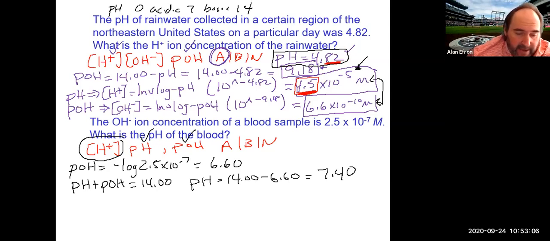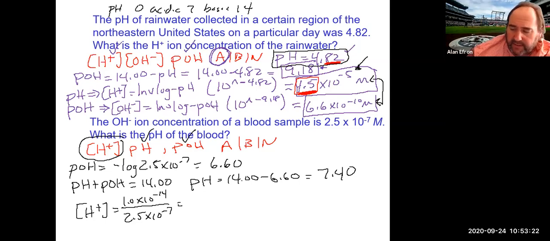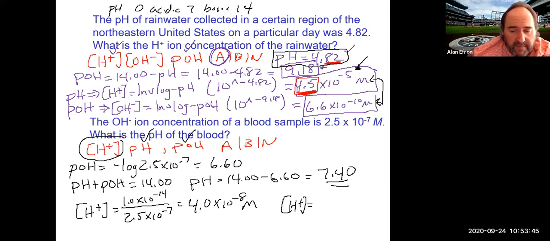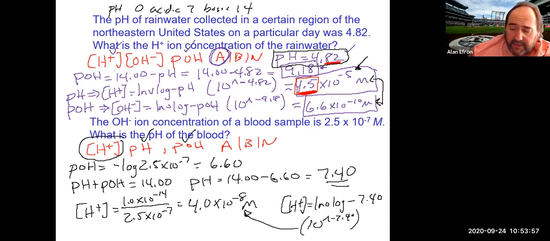At this point, if you want to go back to the Kw, you can do that. That gives 4.0 times 10 to the minus 8 molar. Because you have the pH as well, you could have done what we did before, which would be the H plus is equal to the inverse log of the minus 7.40. That's like a 10 and a caret. That should end you at the same answer as what we got there. And again, you could do it either way. They're both basically the same here.